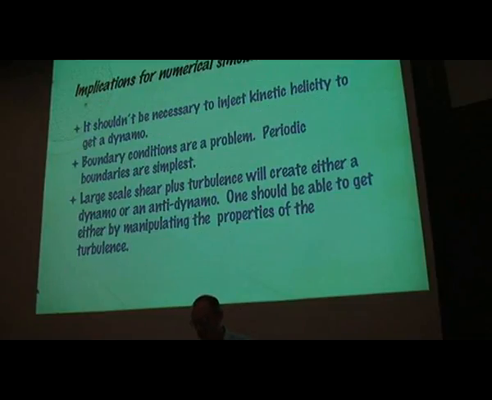Okay, so, right. So we don't have to inject kinetic helicity to get a dynamo. Boundary conditions are a problem. The simplest way, which of course the universe doesn't have accessible to it, is to use periodic boundary conditions in a computational box. The universe has to solve the problem of actually injecting magnetic helicity. This kind of simple analysis tells you that large-scale shear plus turbulence gives you a dynamo or an antidynamo. It doesn't tell you which. But if you play with the properties of the turbulence in the system, you ought to be able to get even.